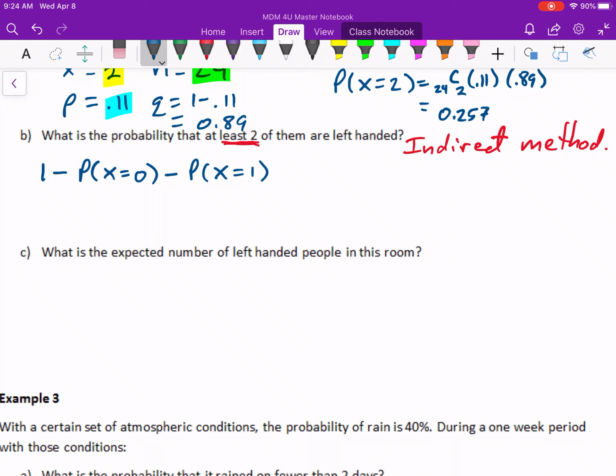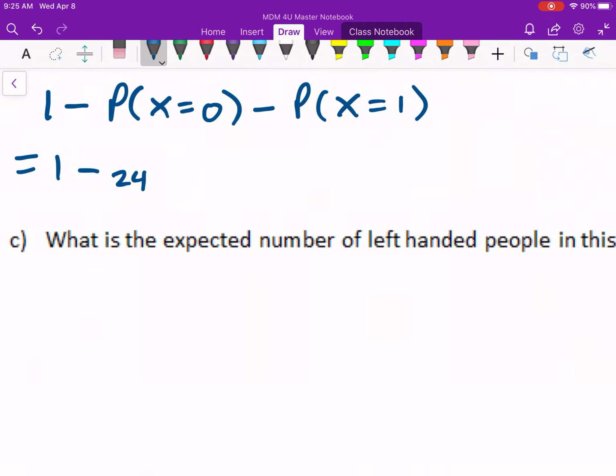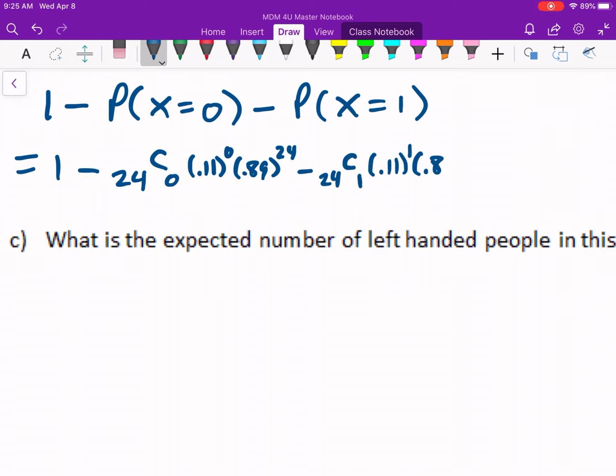And then that'll leave all the rest of them. The probability that I get is the probability that x is greater than 1. So that equals, if I just do it all at once here, 1 minus 24 choose 0, times 0.11 to the 0, 0.89 to the 24. And then the next part is 24 choose 1, 0.11 to the 1, 0.89 to the 23.